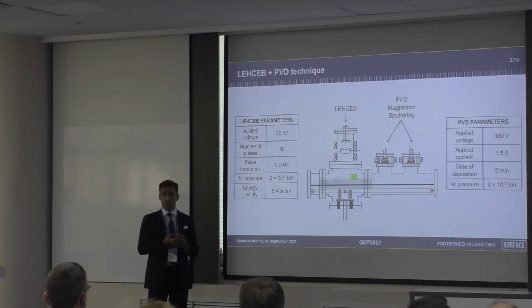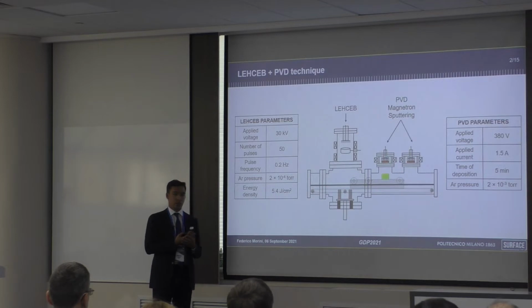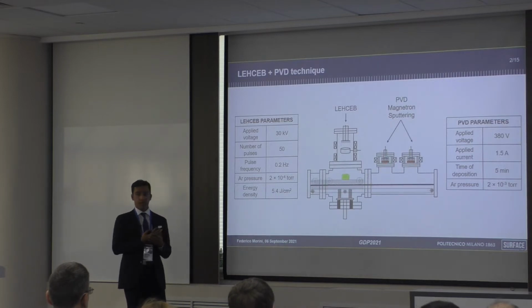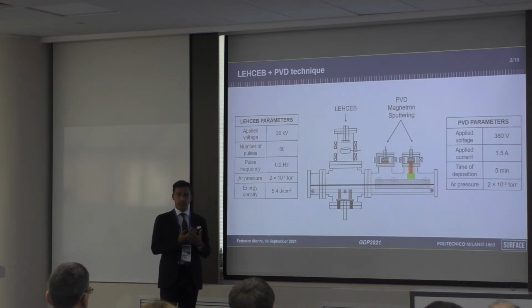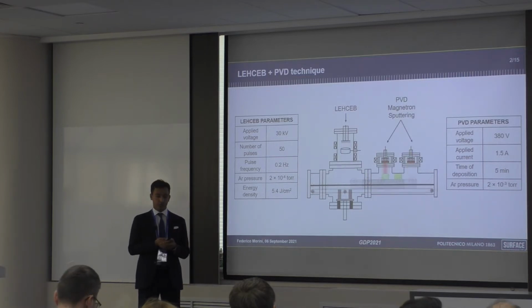Also in this case we choose a defined pressure of the argon gas inside the chamber that is equal to 2 times 10 to the minus 4 torr in order to provide an amount of energy that is able to mix and alloy the two metals that we measured before experiments, and is equal to 5.4 joule per centimeter square.